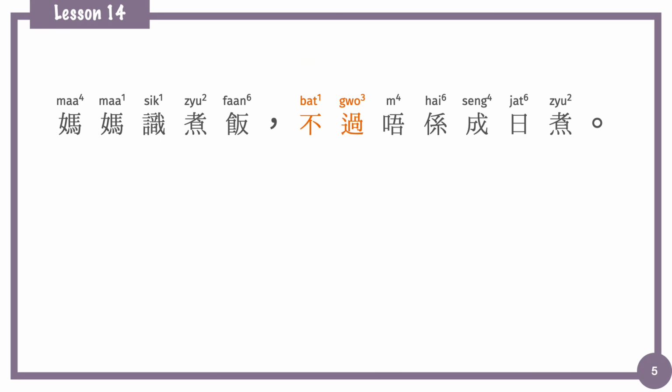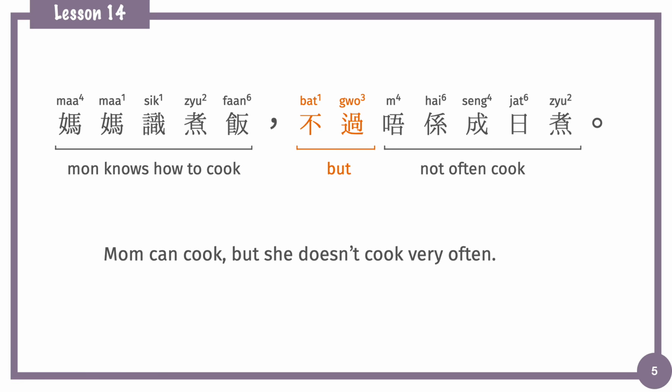Let's see one more example. 媽媽識煮飯不過唔係成日煮. 媽媽識煮飯 Mom knows how to cook. 不過 but 唔係成日煮 not often cook. So the whole sentence is Mom can cook, but she doesn't cook very often.